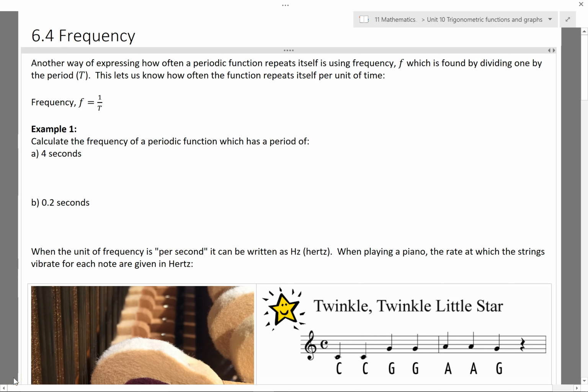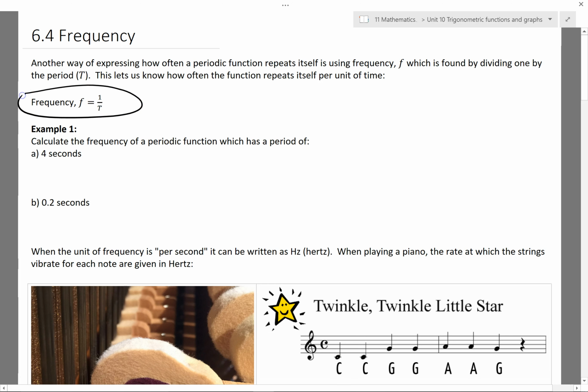This lesson is about frequency of periodic functions. Another way of expressing how often a periodic function repeats itself is using frequency instead of just period, which we find by dividing 1 by the period. This lets us know how often a function repeats itself per unit of time. Here's my formula, f equals 1 on T.